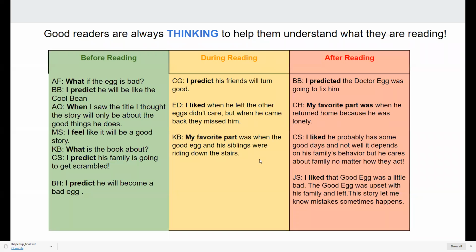Some of your during reading thoughts were, I predict his friends will turn good. I liked when he left, the other eggs didn't care, but when he came back, they missed him. A few of the after reading thoughts were, I predicted the egg was going to fix him. My favorite part was when he returned home because he was lonely.